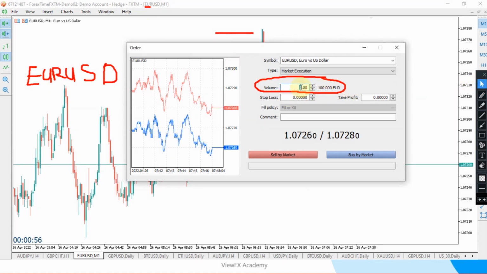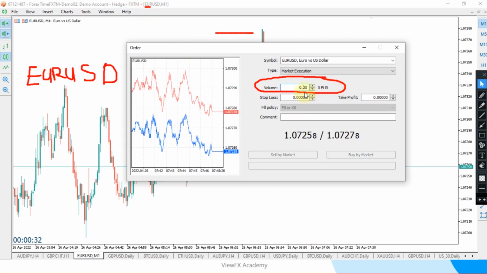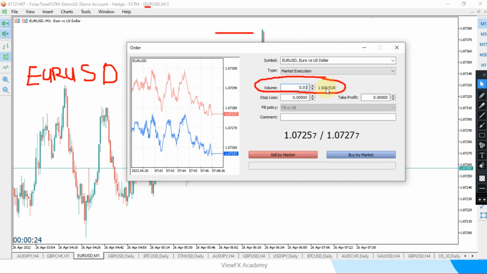Now let's go to the second one, which is the mini lot, and that is 0.1. When I'm trading with this, it means I'm buying 10,000 of euro, which is the base currency. And when I go to the last one, which is 0.01, it means I'm buying 1,000 units of the base currency. So this is what we mean by those things we have here.